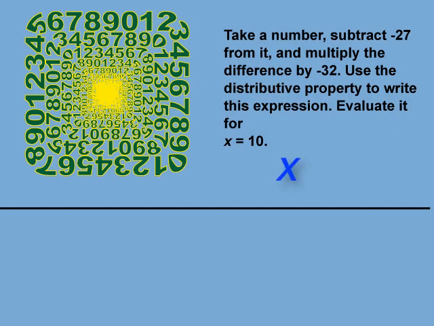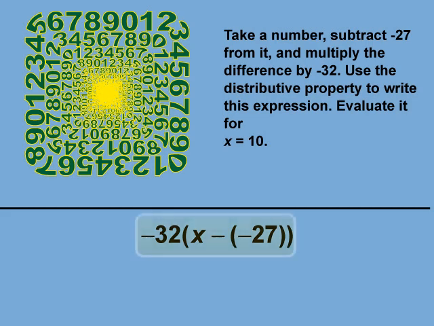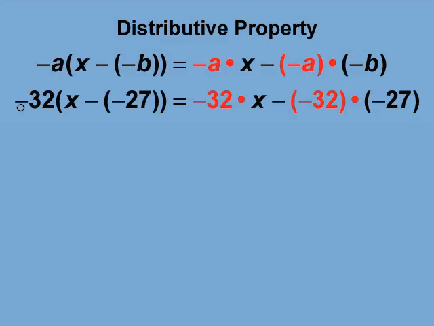This number is decreased by -27. So we write x minus -27. This difference, or the entire expression, is multiplied by -32. So we enclose the expression in parentheses and multiply the whole expression by -32 as shown here. This is the mathematical equivalent of this verbal expression. We now distribute -32 to both terms as shown here.